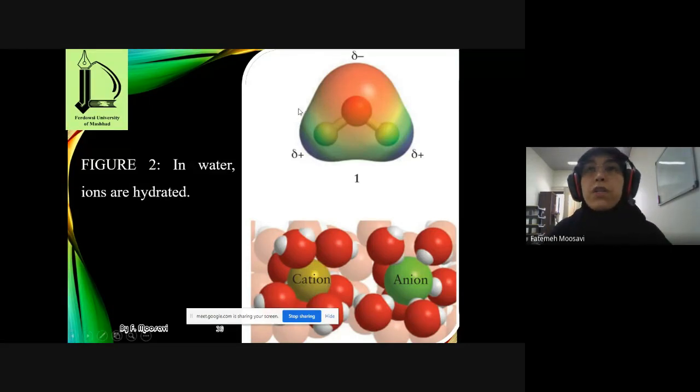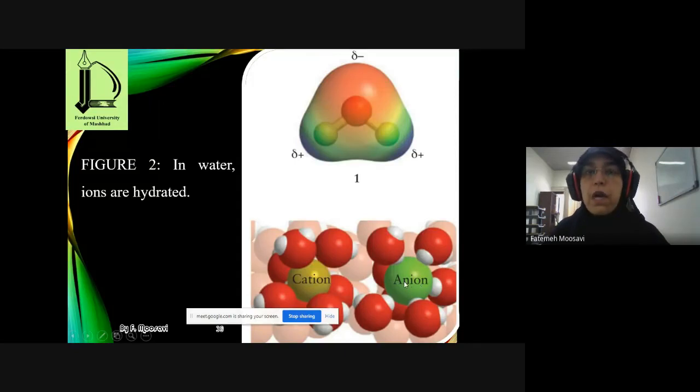The partial negative charge on oxygen atom is attracted by the cation, and partial positive charges of hydrogen are repelled by them. So, water molecules can be expected to cluster around cation with oxygen atoms pointing toward and hydrogen atoms pointing outward. The reverse arrangement is observed around an anion. Hydrogen atoms with partial positive charge are attracted to the anion, and oxygen atom with partial negative charge is repelled by the anion.